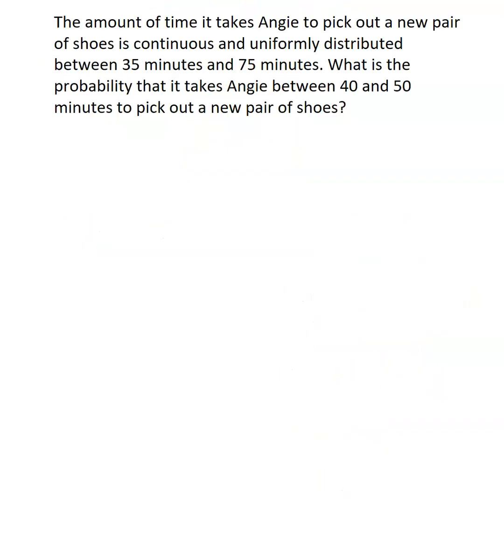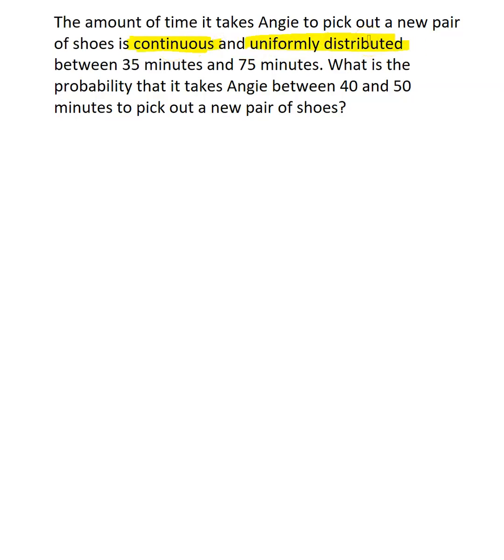The amount of time it takes Anji to pick out a new pair of shoes is continuous and uniformly distributed between 35 minutes and 75 minutes. What is the probability that it takes Anji between 40 and 50 minutes to pick out a new pair of shoes? So now they didn't give us the graph, but they did give us some very important details. They said it's continuous and it's uniform distribution.